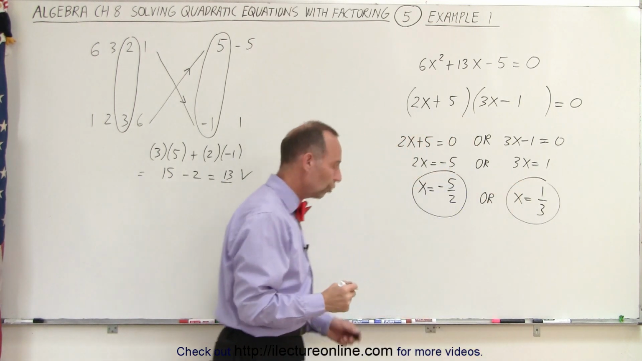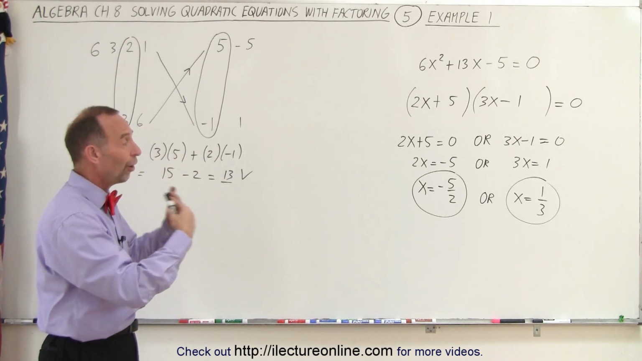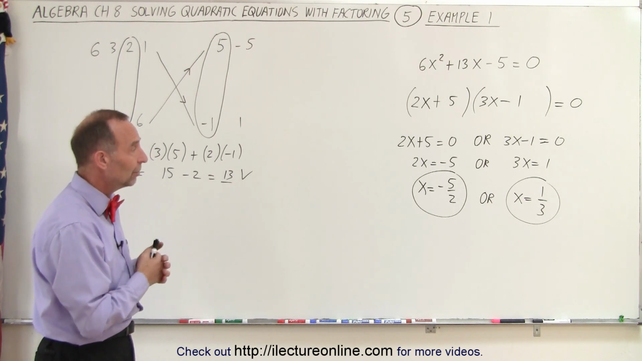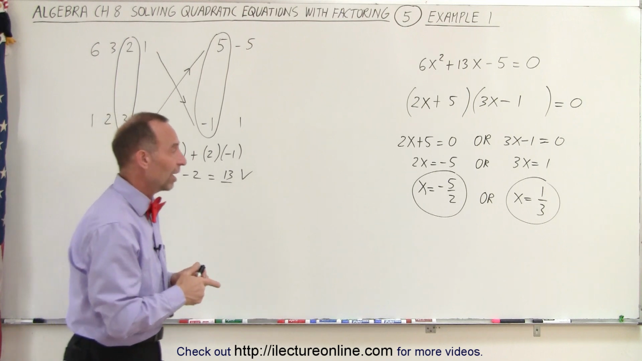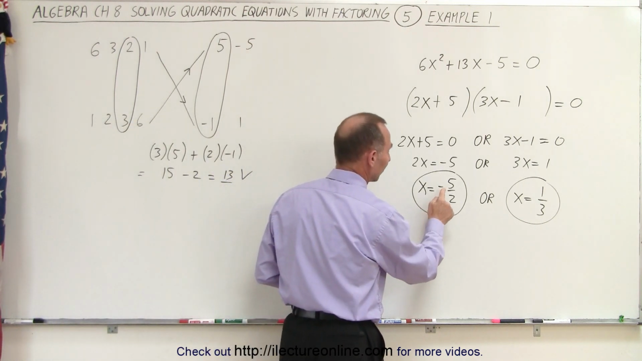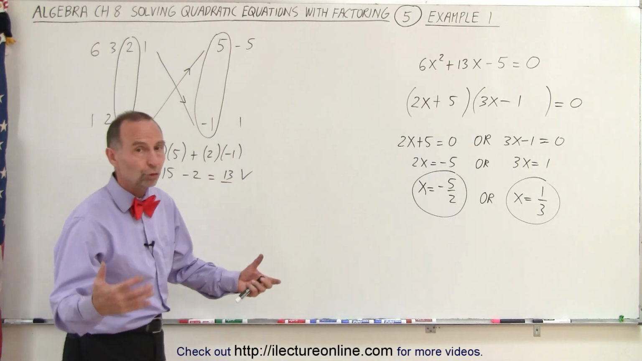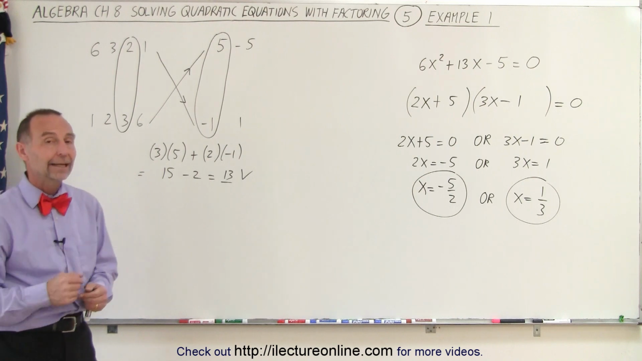And there are the two possible solutions, or not just possible, those are the two solutions of the quadratic equation at hand. That means that is where the function crosses the x-axis when x is equal to negative 5 over 2, and when x is equal to 1 over 3. So that's why we have those two possible solutions to the quadratic equation. And that is how it's done.